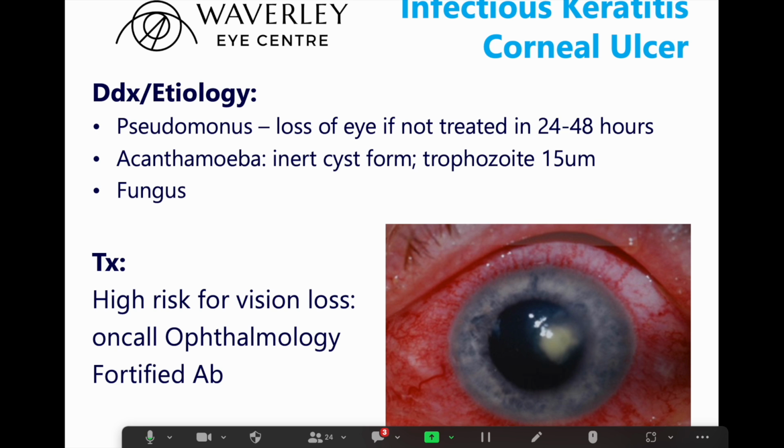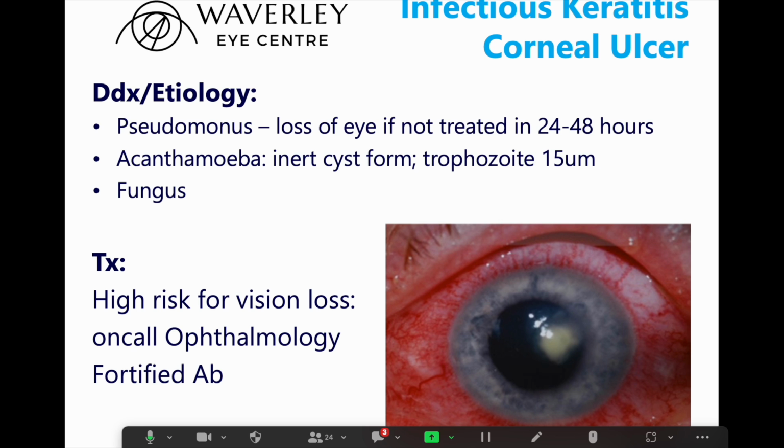So when you see these central, really nasty corneal ulcers, then you're thinking of etiology. The worst things that you're thinking of are Pseudomonas, Acanthamoeba, fungus. These are really serious problems. You want these out of your office as soon as possible and treated by ophthalmology because these are vision threatening. They can have loss of vision, loss of eye within a short period of time.